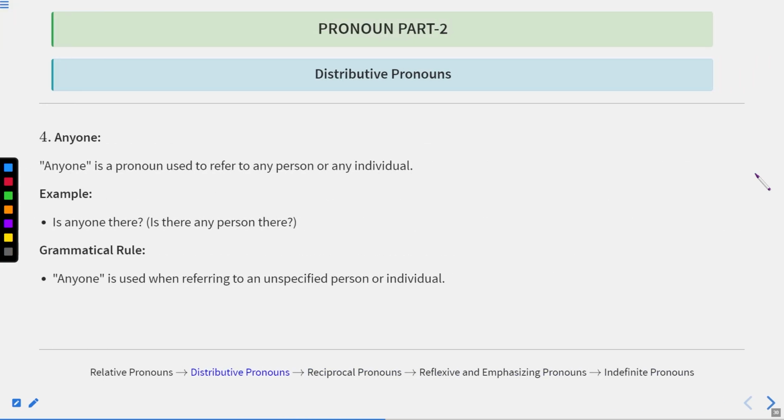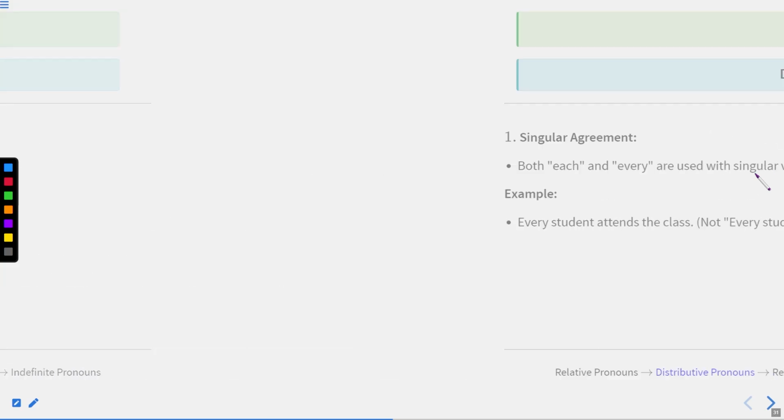Anyone is a pronoun used to refer to any person or any individual. Is anyone there? Is there any person there? Anyone is used when referring to an unspecified person or individual.